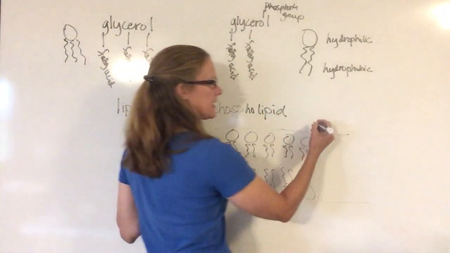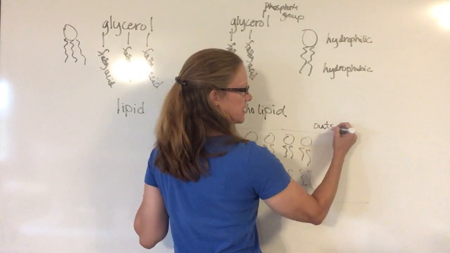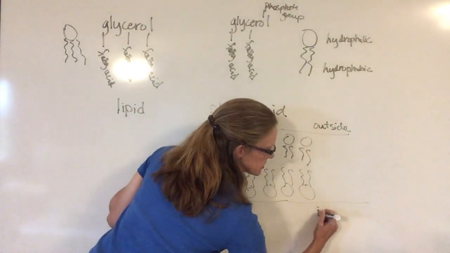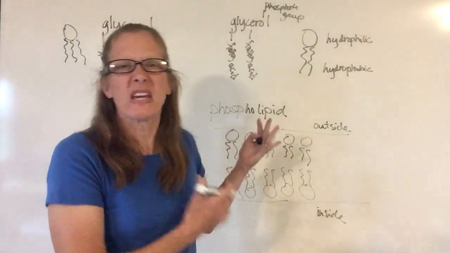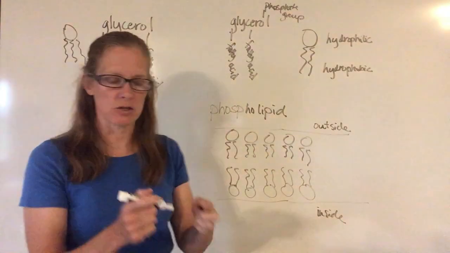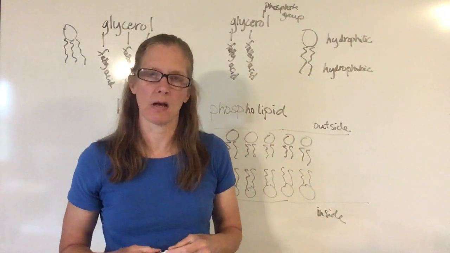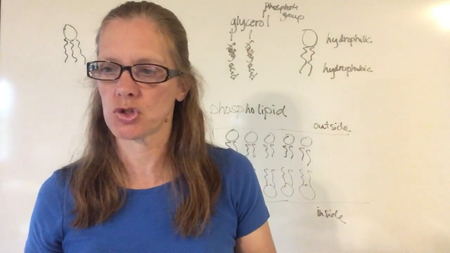And so one side here is going to be outside of the cell, and this down here is going to be the inside of the cell. So this whole thing makes up, you can think of it almost as a wall that's going to keep things from going in and out of the cell unless it specifically lets different things through.